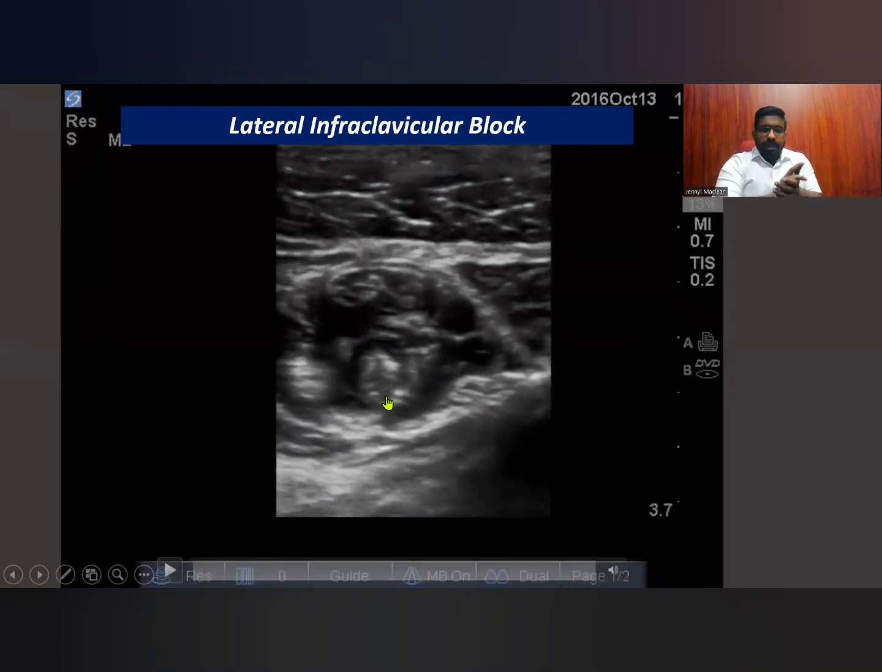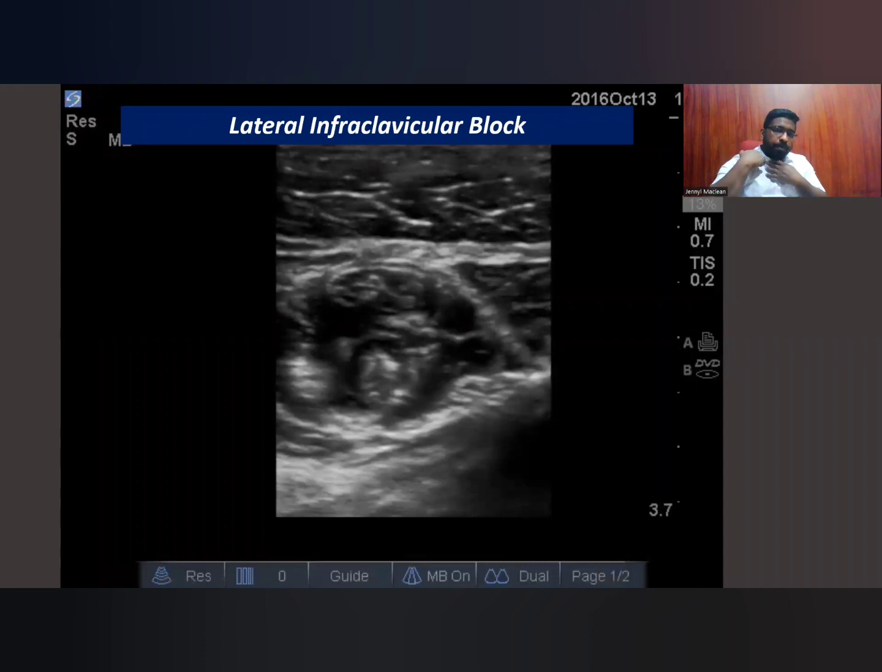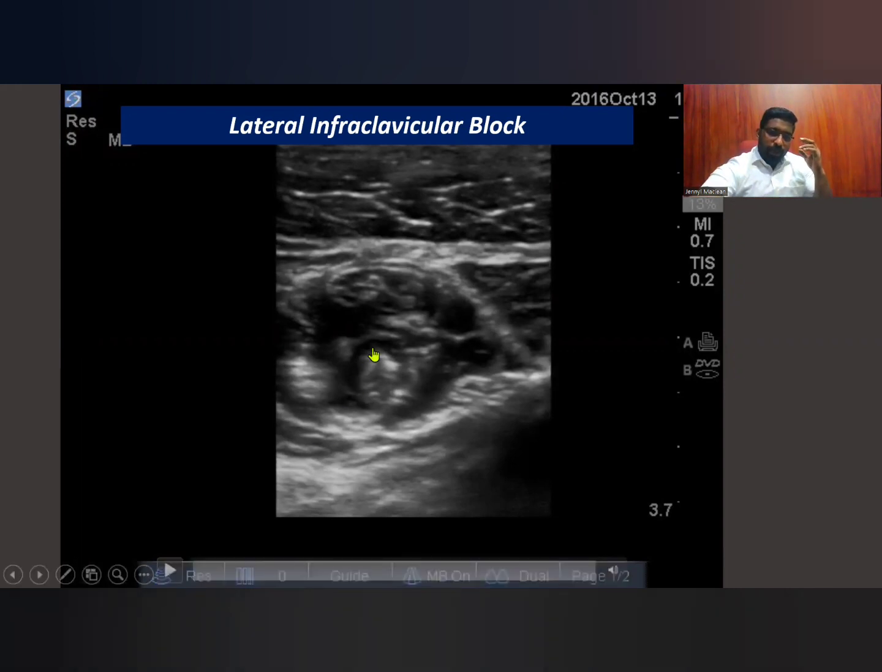Suppose you are imagining that you are doing a PNS guided infraclavicular block, so your needle is approximately on the medial cord and you are eliciting finger flexion. Why I'm saying this layer is flimsy is, when you get the finger flexion, sometimes you may be inside the nerve or outside the cord.